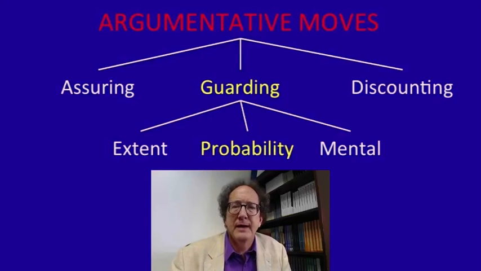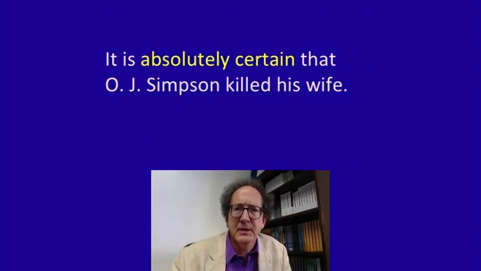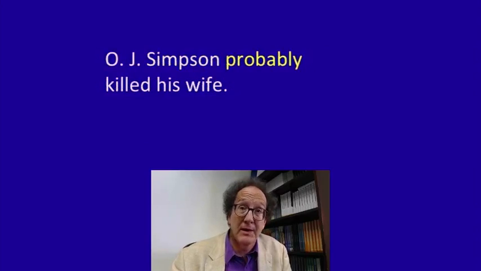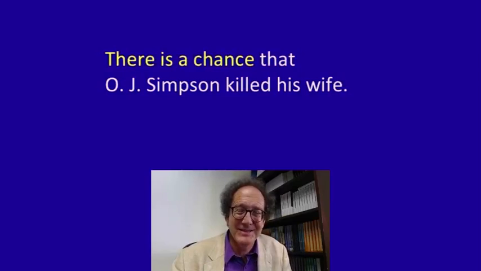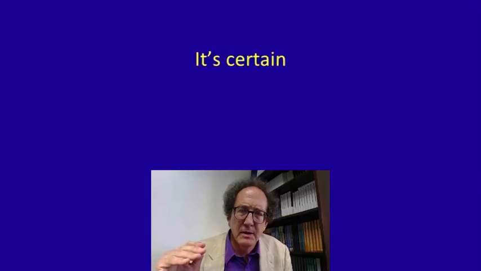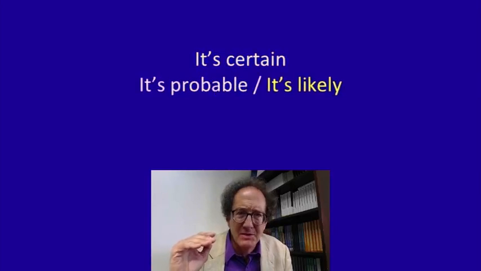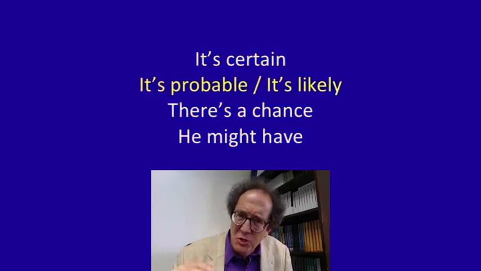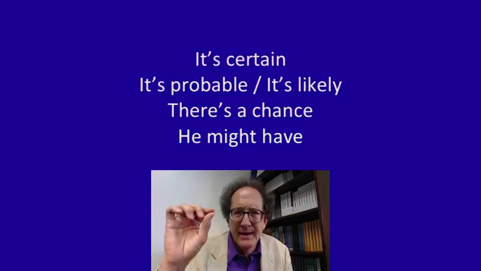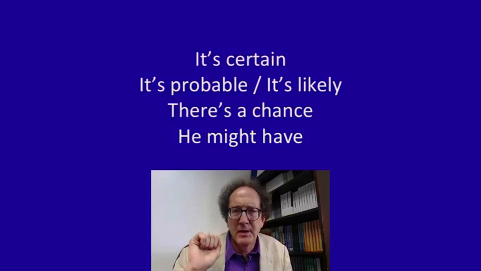Now, some people would say it's absolutely certain that O.J. Simpson killed his wife. And other people say, well, he probably killed his wife, or it's likely that he killed his wife. And others will say, there's a chance he killed his wife. And others will say he might have killed his wife. So when you change from it's certain to it's probable, or it's likely, or there's a chance, or he might have, again, you're moving down a continuum. And the further you move down that continuum, the easier it is to defend your premise because you're claiming less.